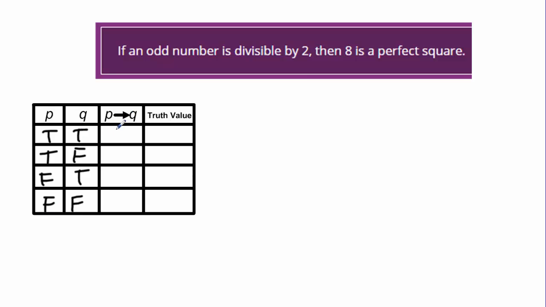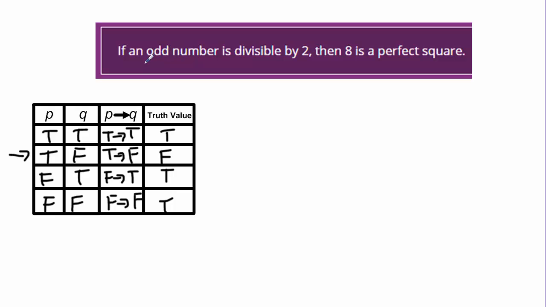And then for the conditional itself, if I were to make a conditional out of this hypothesis and conclusion, I can get true with true, true with false, false and true, and false and false. So my truth value: the only time a conditional statement is false is when you have a true hypothesis and a false conclusion. So every other case is going to be true, and this is the only time that it's going to be false, when your hypothesis is true and the conclusion is false.